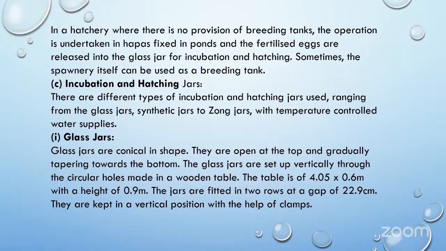The glass jars are set up vertically through circular holes made in a wooden table. The table is 4.05 by 0.6 meters with a height of 0.9 meters. The jars are fitted in 2 rows at a gap of 22.9 centimeters. They are kept in a vertical position with the help of clamps.